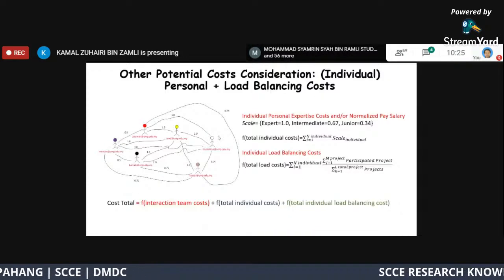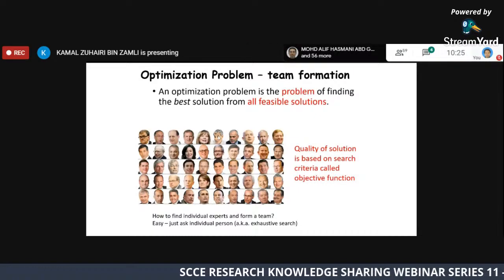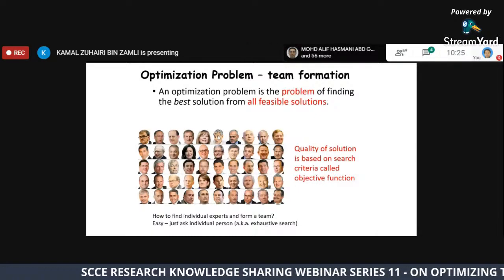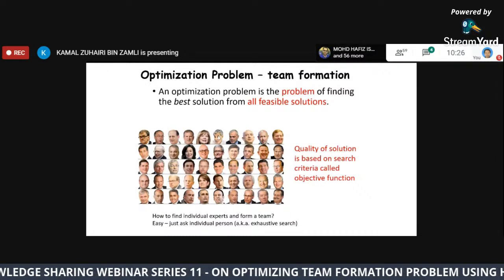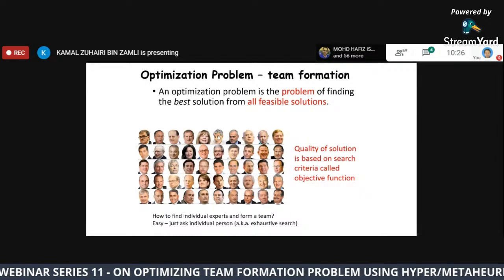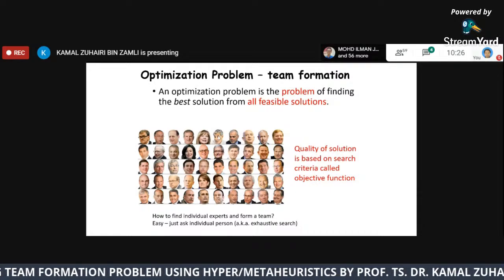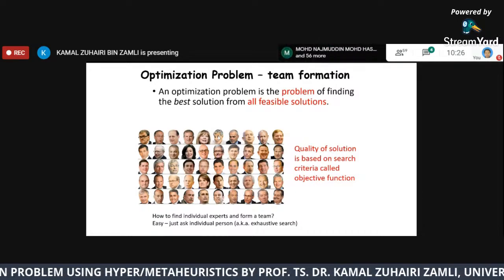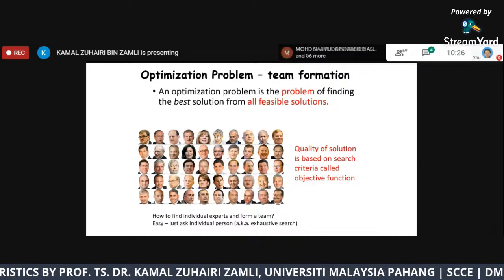Having said that, what we do now is look at team formation as an optimization problem, and the objective function is actually to minimize the cost. The optimization problem is about finding the best solution from all feasible solutions, how to find individual experts and form a team.